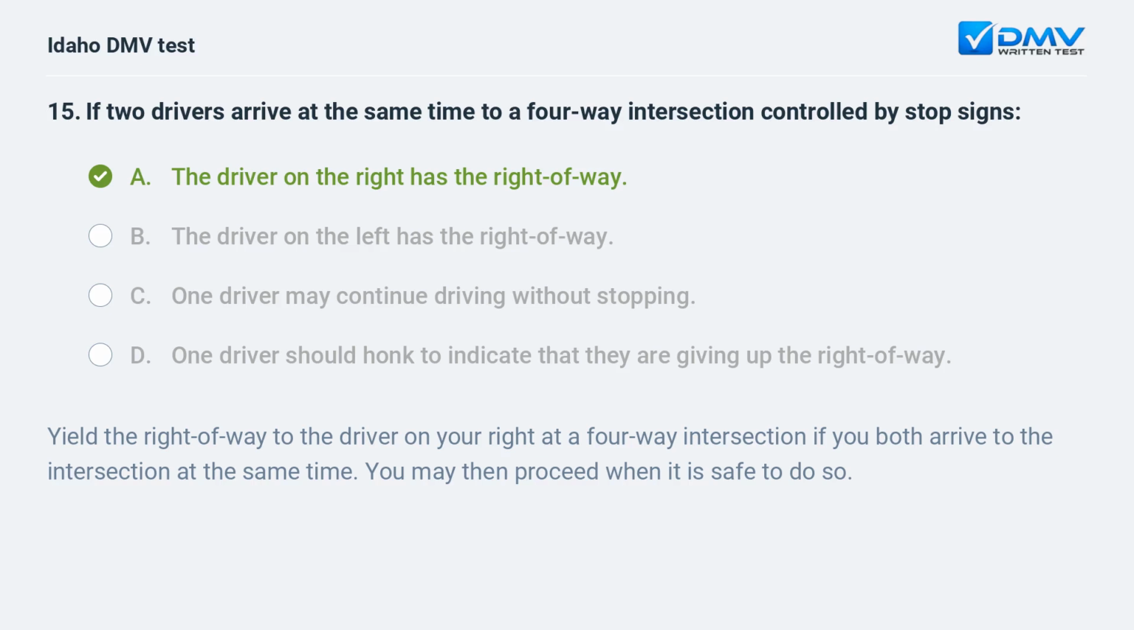Yield the right of way to the driver on your right at a four-way intersection if you both arrive to the intersection at the same time. You may then proceed when it is safe to do so.